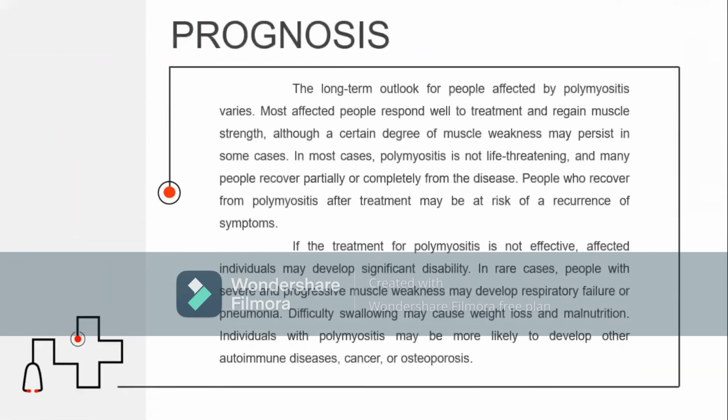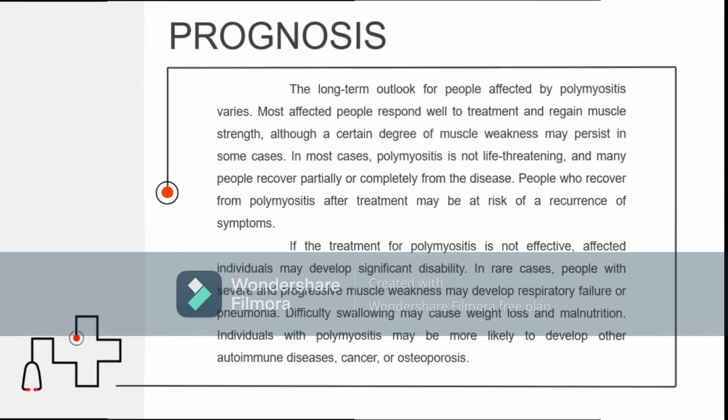Lastly, the prognosis. The long-term outlook for people affected by polymyositis varies. Most affected people respond well to treatment and regain muscle strength, although a certain degree of muscle weakness may persist in some cases. In most cases, polymyositis is not life-threatening, and many people recover partially or completely from the disease. People who recover from polymyositis after treatment may be at risk of a recurrence of symptoms.